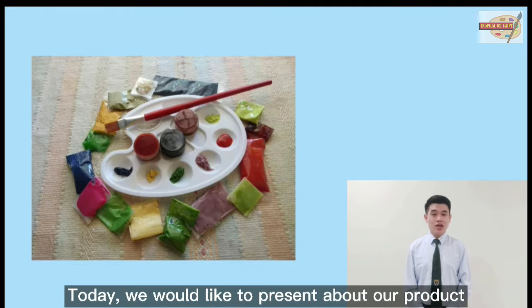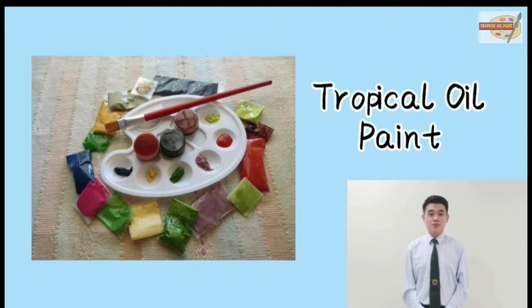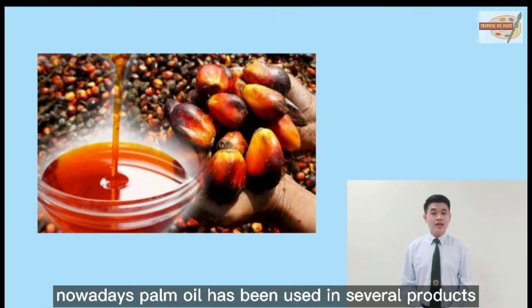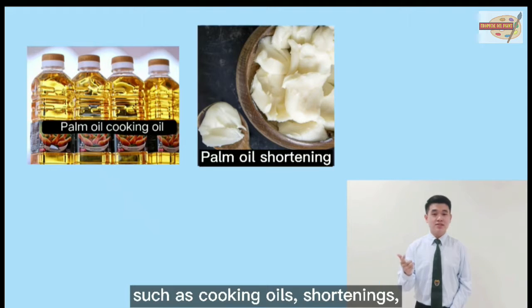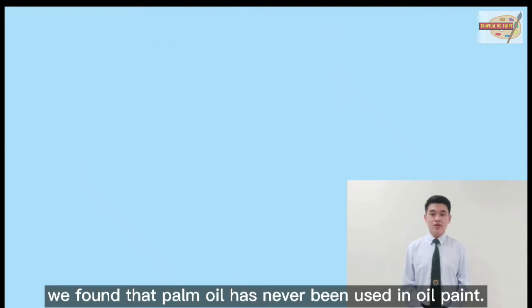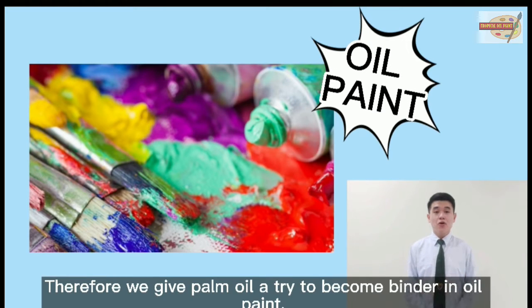Today, we would like to present about our product, tropical oil paints. First of all, what is the usage of palm oil nowadays? Nowadays, palm oil has been used in several products such as cooking oils, shortenings, margarines, and some non-dairy products. However, we found that palm oil has never been used in oil paint. Therefore, we give palm oil a try to become binder in oil paint.